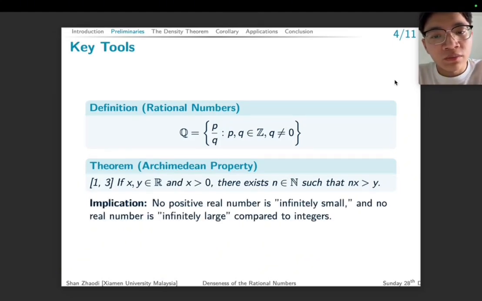So it implies that the real number system has no infinitely small elements and no infinitely large elements compared to integers. Basically, no matter how small a step size x is, if you take enough steps, you can walk past any distance y.